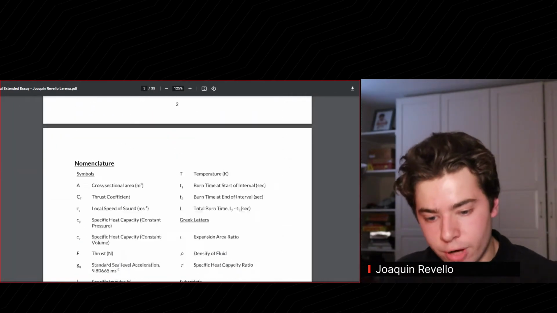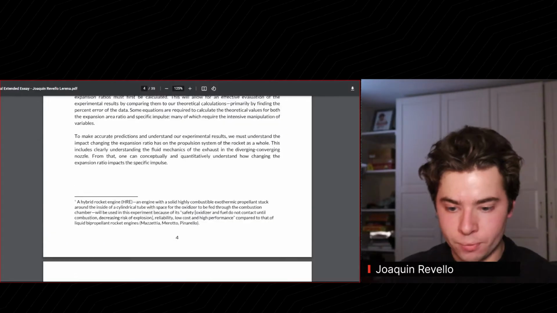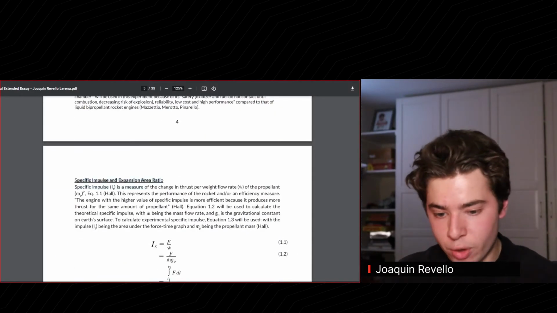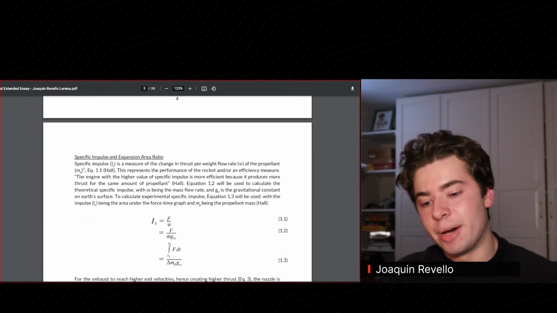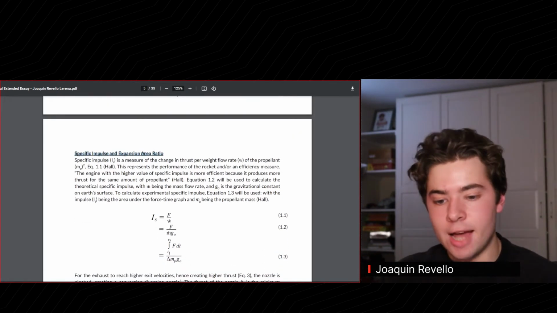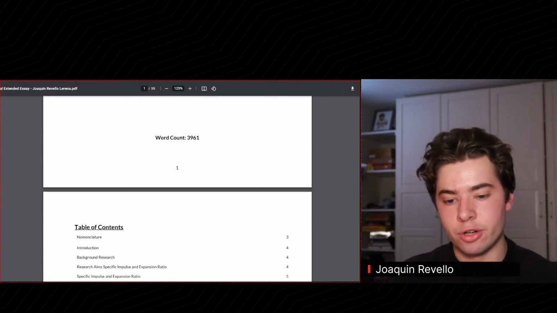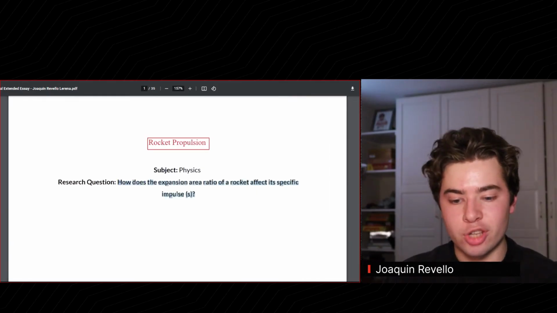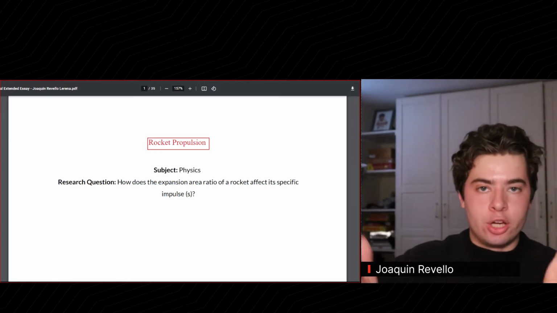And notice how, if you go back here to background research, it's literally the first thing I say. This is the first piece of research, the specific impulse and expansion ratio. I also add this as the title and the first thing they need to understand. And here's a big thing to understand. If the reader does not understand your research question, if this doesn't make sense to them, you're screwed.